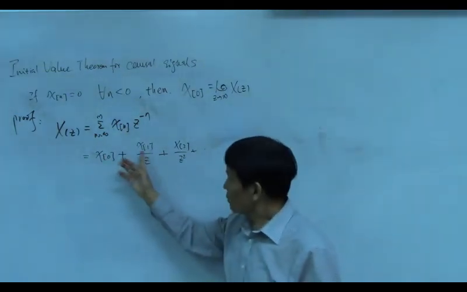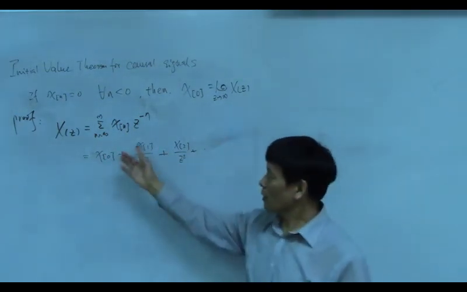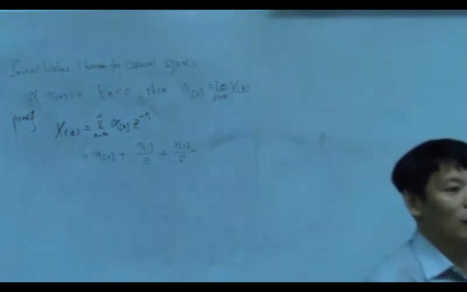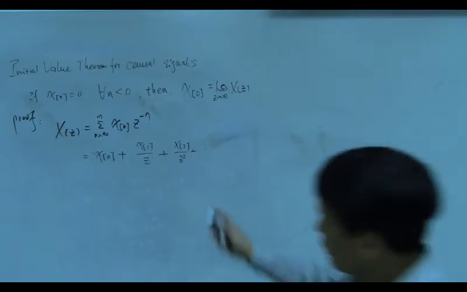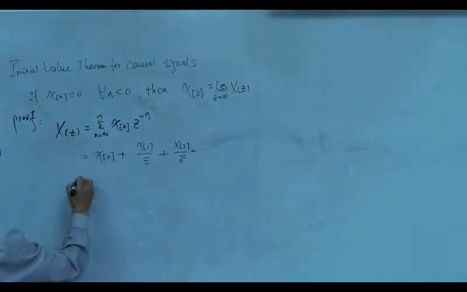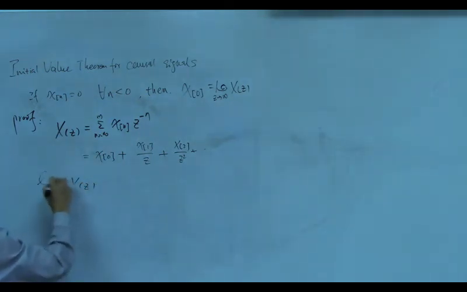What are these values? x0, x1, x2, they are finite values, right? They are the amplitude of the signal. So they must be some constant, although we don't know, but they must be constant. Now, let's take the limit of X(z), the limit z goes to infinity. What is this? You let z go to infinity. What do we have?